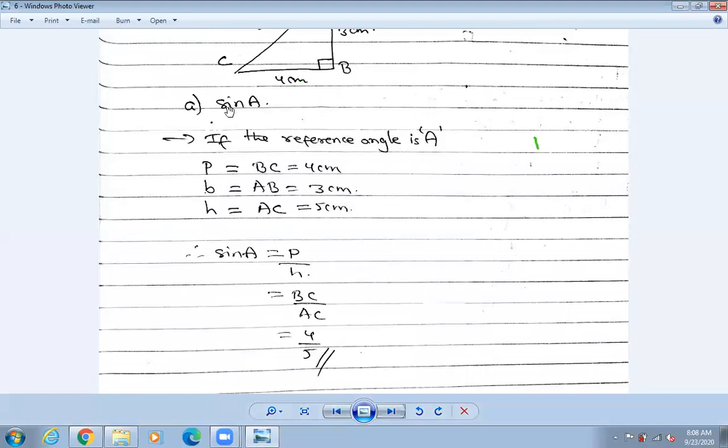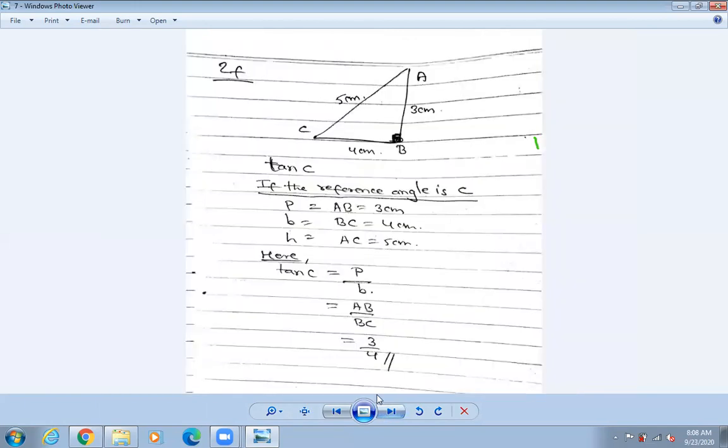So if the reference angle is A, then this will be the value of P and B. Let's look at another question. So this is A. Did you understand or not? This was the reference angle. A was the reference angle. Now what is the next question?